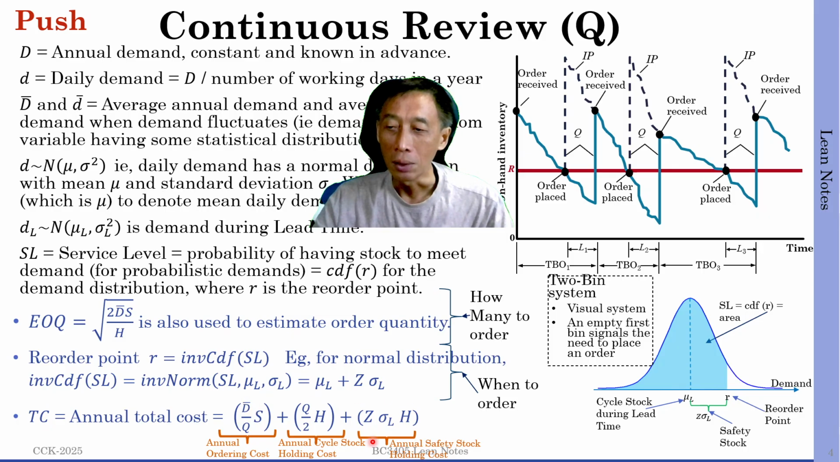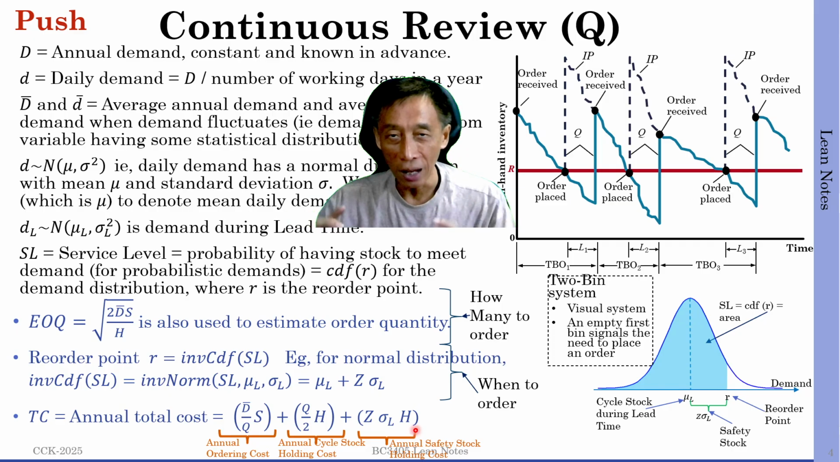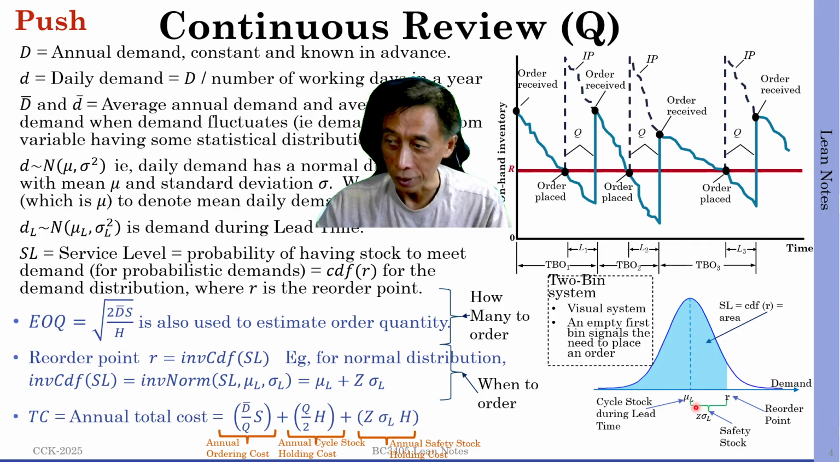Plus, we add one more term, which is the annual safety stock holding cost, because we have a bit of a buffer. Where's the buffer? The buffer is over here. So on average, we are buying these number of tires, 100 tires, right? This is to meet the demand during the lead time, 100 tires. But we do buy more. We do buy more. How much more?